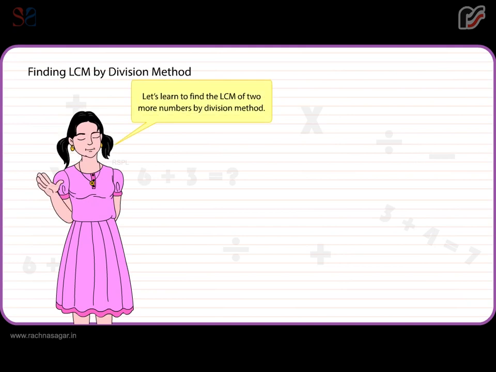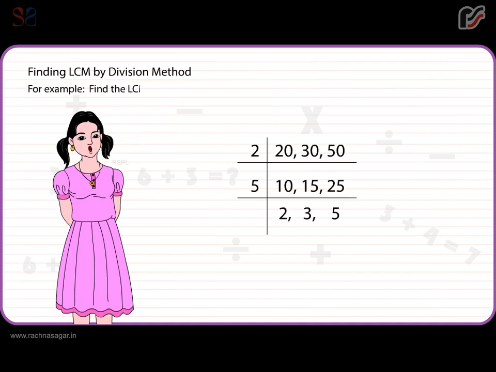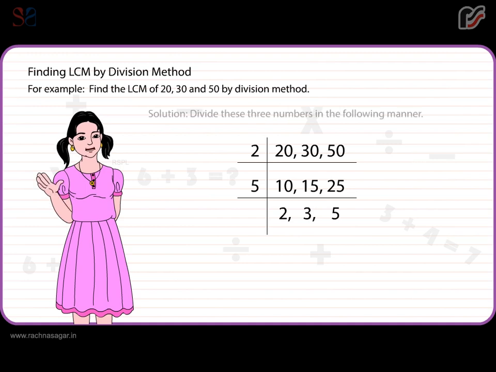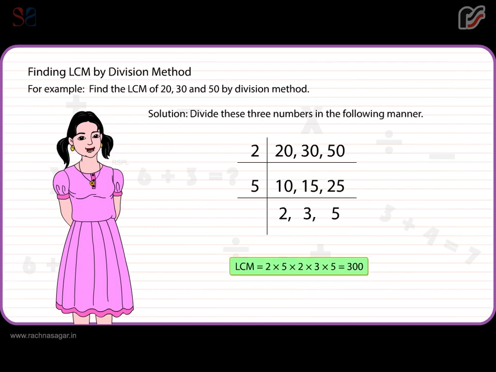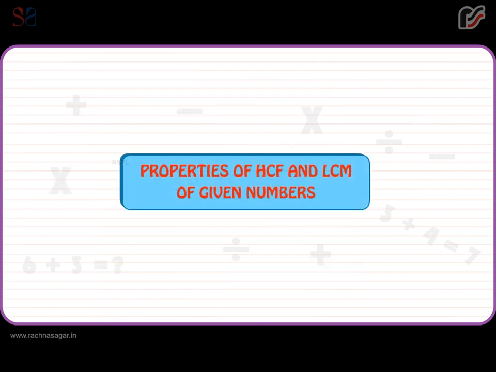Finding LCM by division method. Let's learn to find the LCM of two or more numbers by division method. For example, find the LCM of 20, 30 and 50 by division method. Solution. Divide these three numbers in the following manner. Thus, LCM is equal to 2 multiplied by 5 multiplied by 2 multiplied by 3 multiplied by 5 is equal to 300.